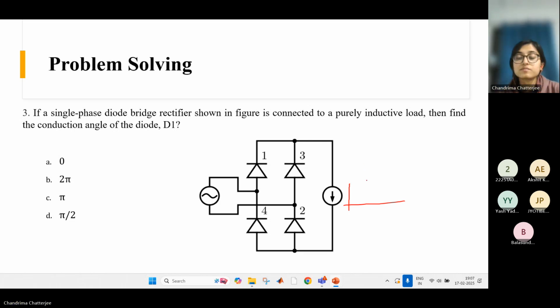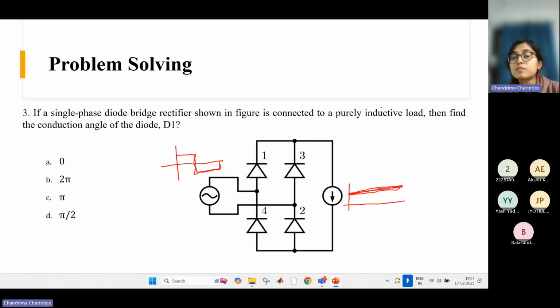Suppose, yeah, there is no change in the current. This is a constant current source. Now, if this is the current in the load, then they have asked for the conduction angle of the diode D1, right? So if the current is like this, then obviously the current drawn from the source will be like this.